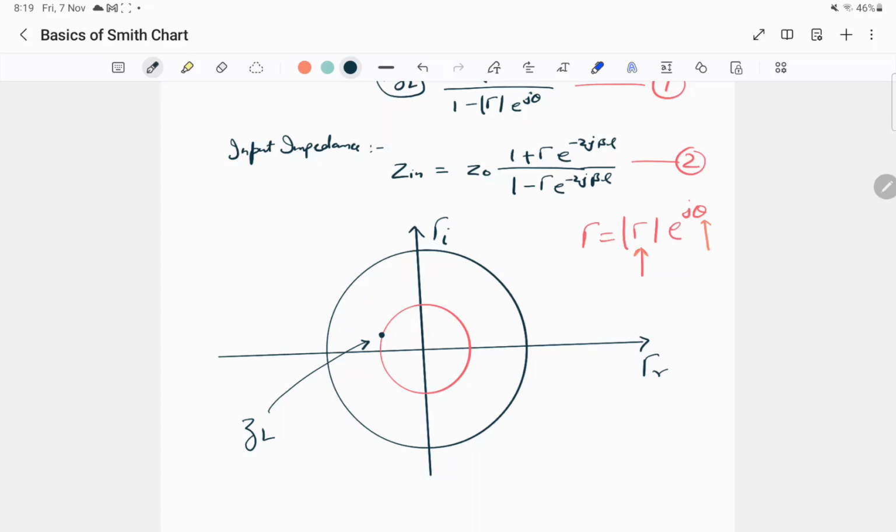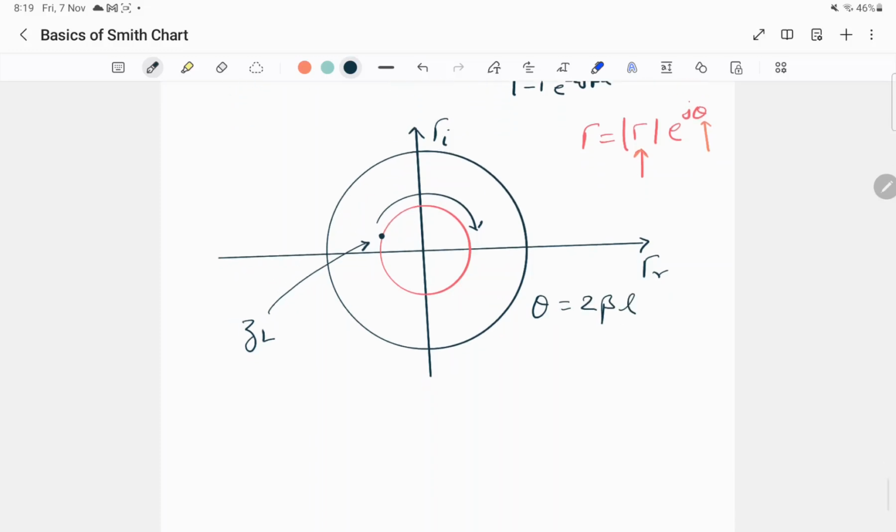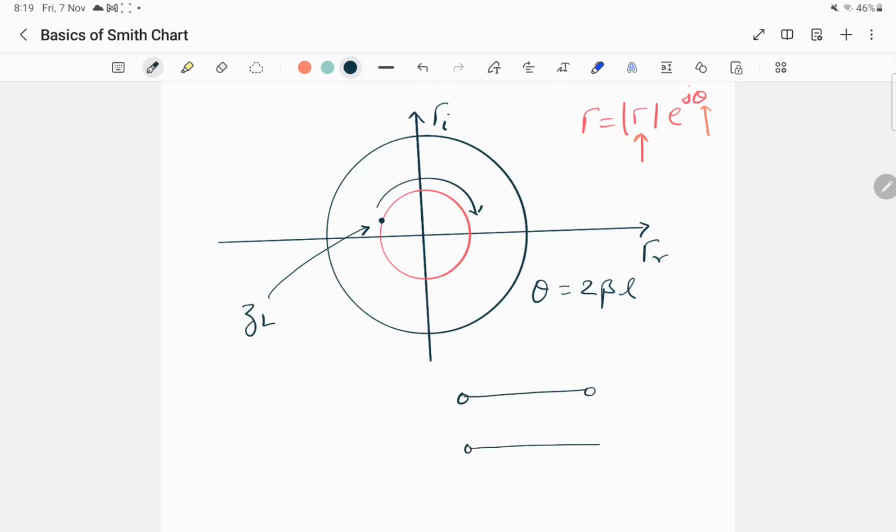So in order to find the input impedance, what you need to do is move in the clockwise direction by an angle theta equals 2 beta L. That is, suppose you have a transmission line and you have a load impedance ZL, and you want to find the input impedance looking from this point, and you know the length of the transmission line, which is L. If you move in the clockwise direction by an angle of 2 beta L, let us say you reach this point. So this point will represent your Zin.